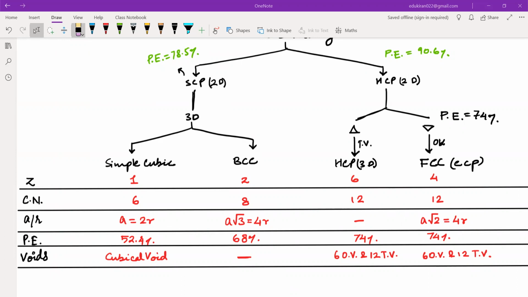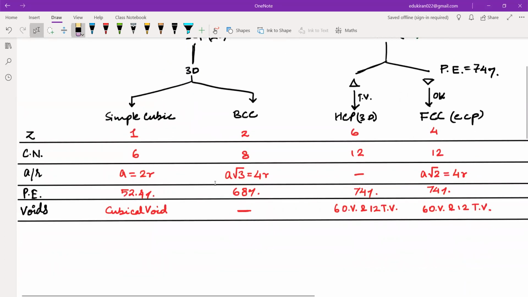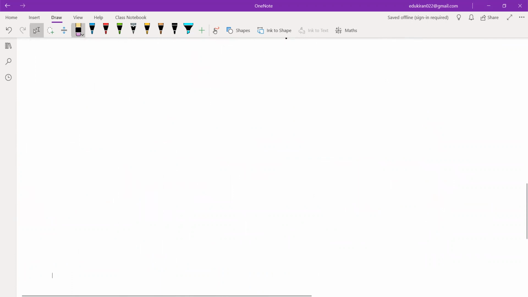So let us start with a set of questions. For example, calculate the packing efficiency, and what is the relationship between A and R? You will be given the radius, or the edge length, and you will be asked the radius. So these are the things that you will be given. Let us do a few questions.